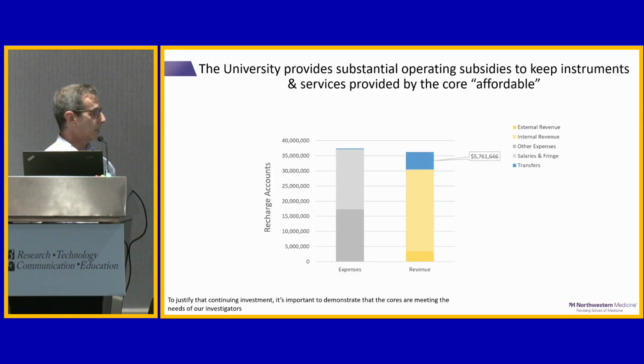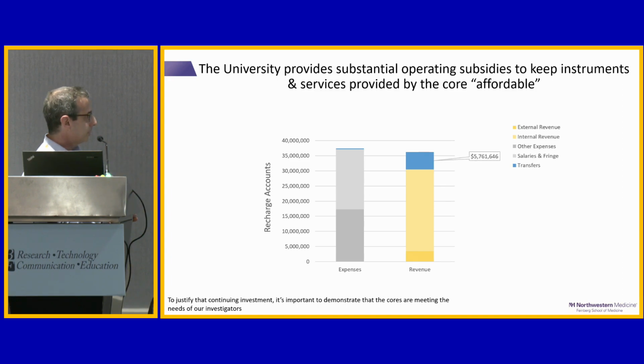Not surprisingly, it's expensive to run that program, and the university provides pretty substantial operating subsidies to keep the lights on, or to keep the instruments and services provided by the cores what we would call affordable. We're never trying to make them cheap. We're trying to charge as much as we can, but make the services available in a range that the PIs can afford to use them.